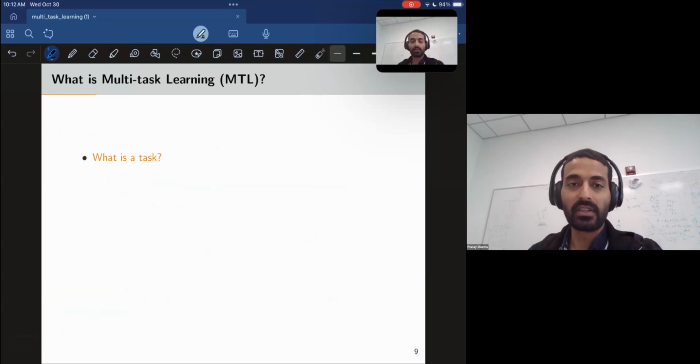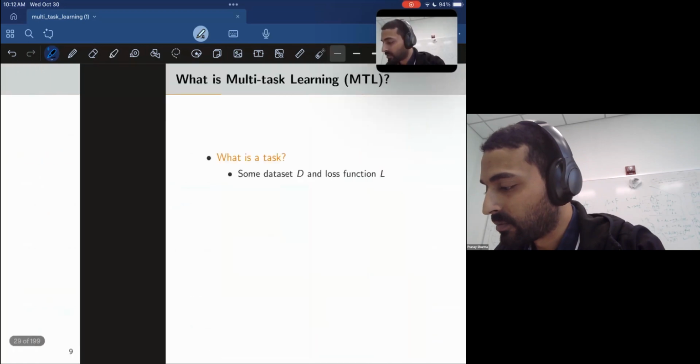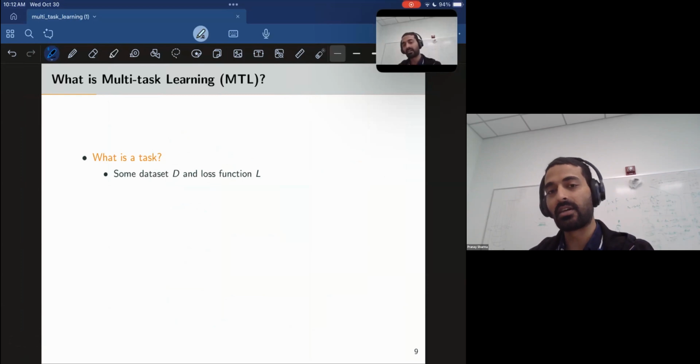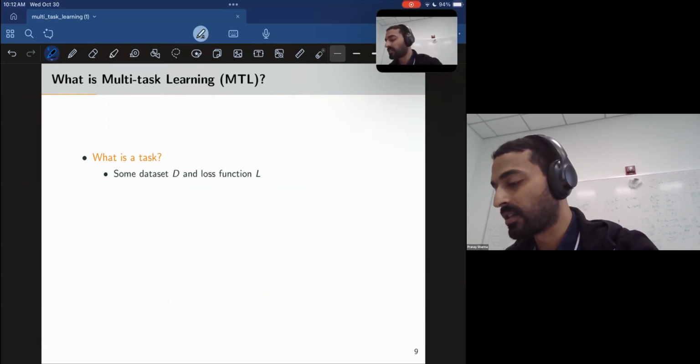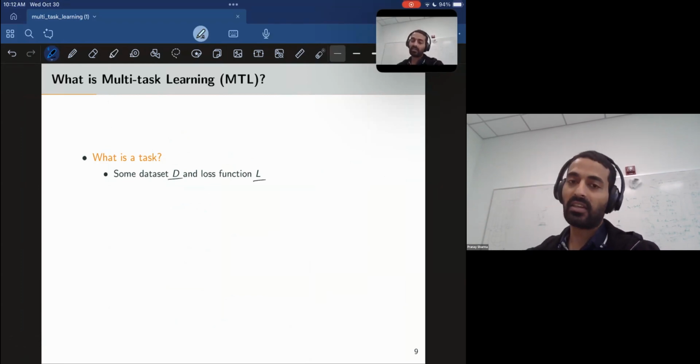So let's start with defining what a task is in the name multitask learning. This definition is not going to be super formal. You can formalize it more, but I think for the purpose of this lecture, this definition would suffice. So suppose we have some data set D and we have some loss function L. This is sufficient to define a task for us.